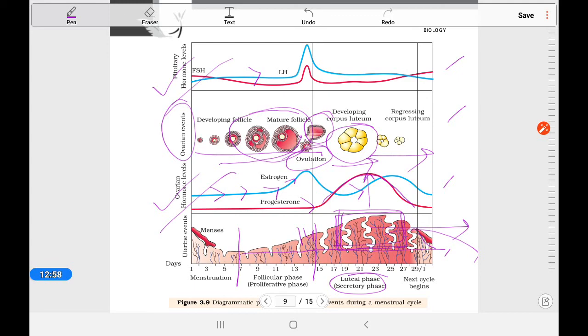The next part is fertilization and implantation, which I will upload in the next video.